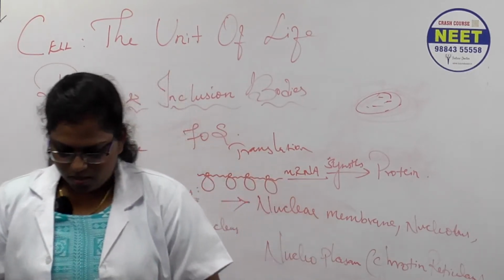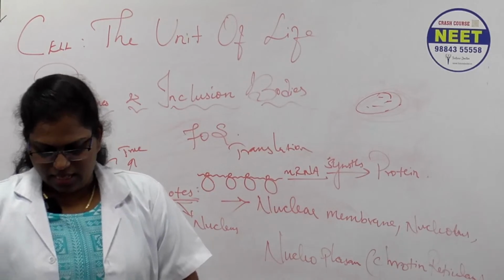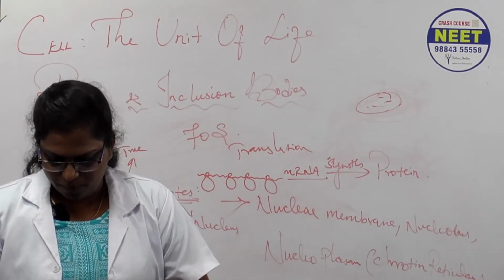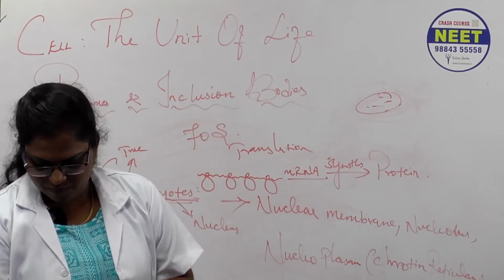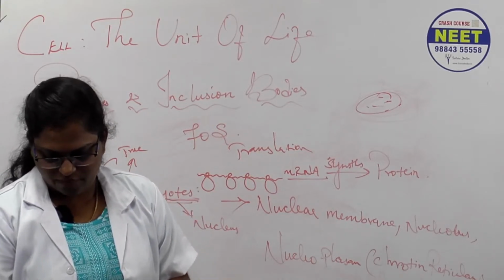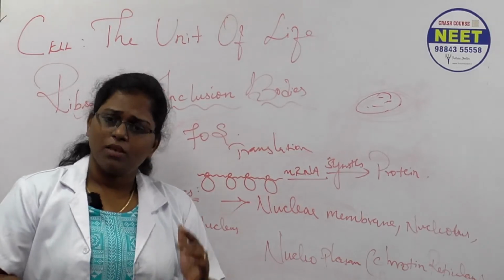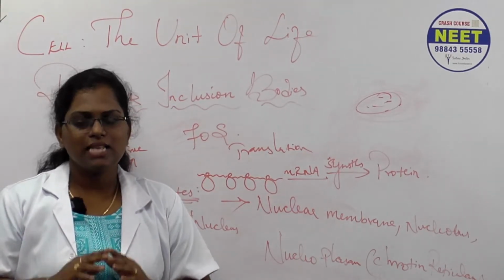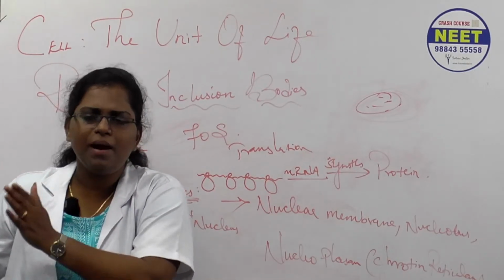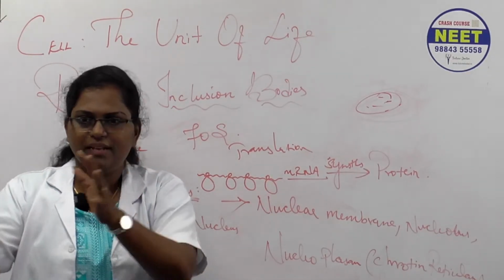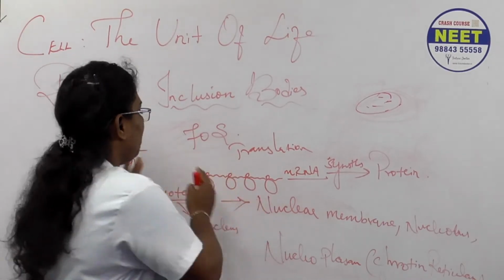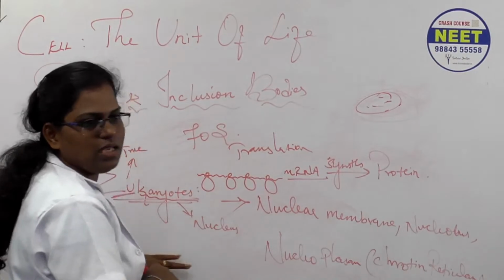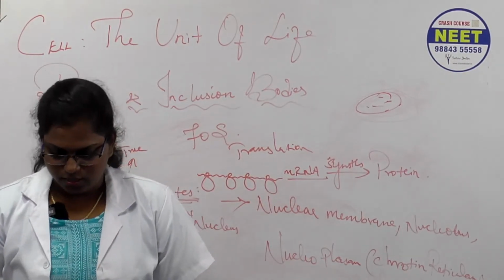So in the eukaryotic cell, there is an extensive compartmentalization of cytoplasm through the presence of membrane bound organelles. We have already known that eukaryotes have membrane bound organelles, and they have separate compartments. Separate compartments will be seen in the eukaryotic cells.